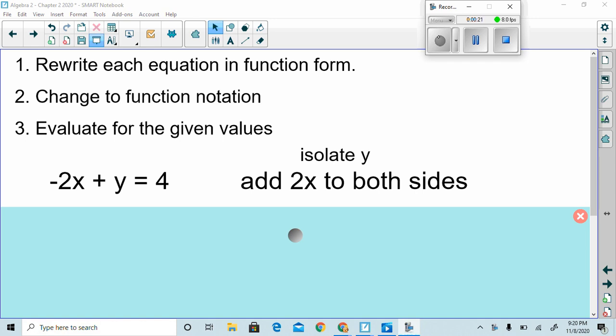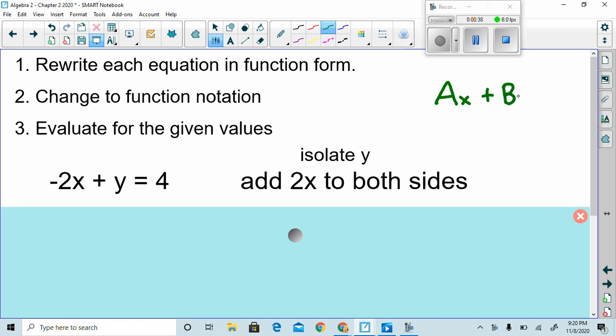But then we went to the next step, where if we were given an equation in standard form, and again, standard form is our ax plus by equals c. So our ax, so some constant times x, plus some constant times y equals c, which is a constant. So here we have negative 2x plus y equals 4.